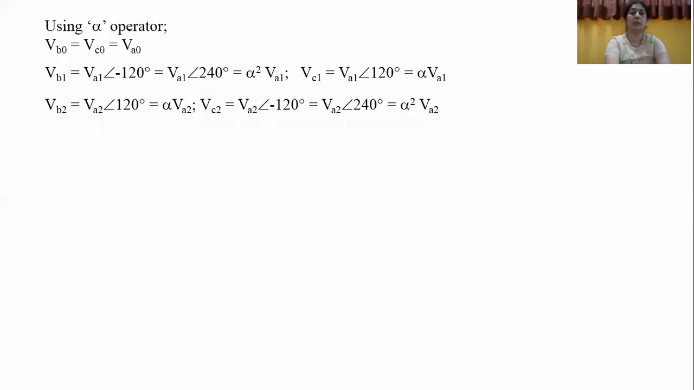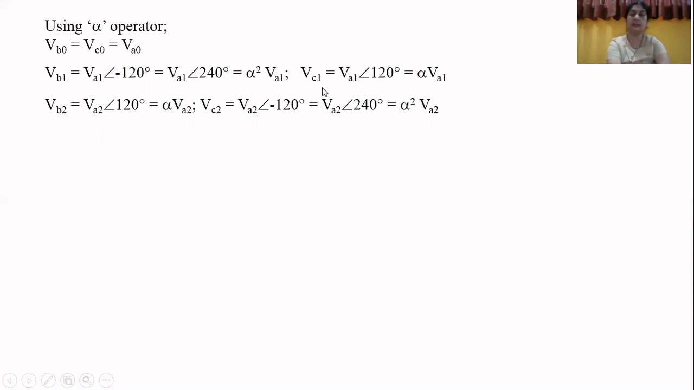Now, let's represent the voltages of the other phases, that is B and C, in terms of the voltage of phase A using this alpha operator. We have seen that VB0 is equal to VC0, which is equal to VA0. No issues at all. And we have seen that VB1 is VA1 at an angle of minus 120, or VA1 at an angle of plus 240. And 1 at an angle of 240 is nothing but alpha square. Therefore, VB1 will be equal to alpha square VA1.